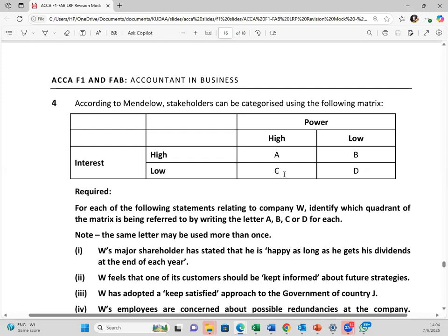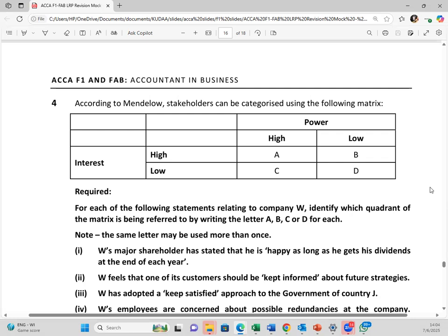Then we have stakeholders that we can put under this quadrant. They have low power, but high interest. These ones, we keep them informed. These are like the community. The community wants to know what is the benefit of your business to the community? How are you benefiting the community? But they don't have power to stop the business. So they have high interest, but less power. So those ones are kept informed.